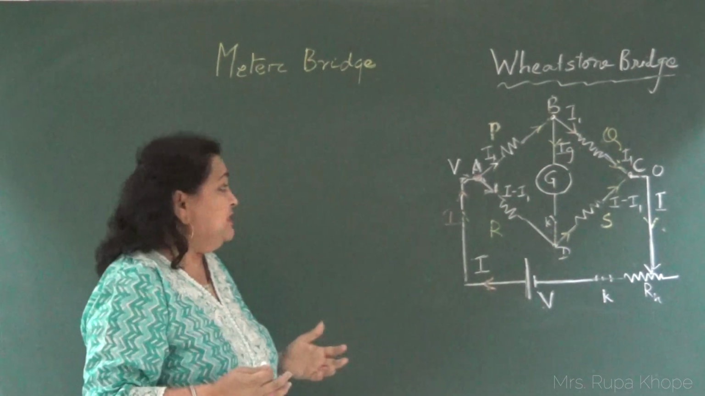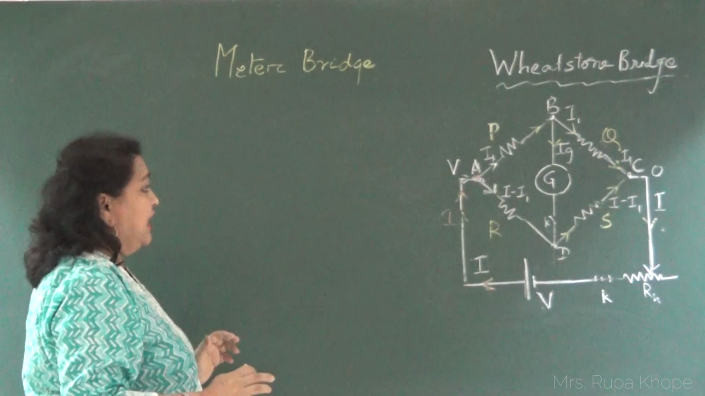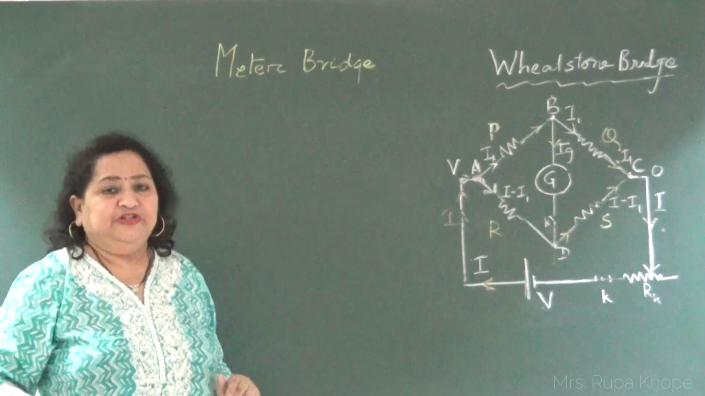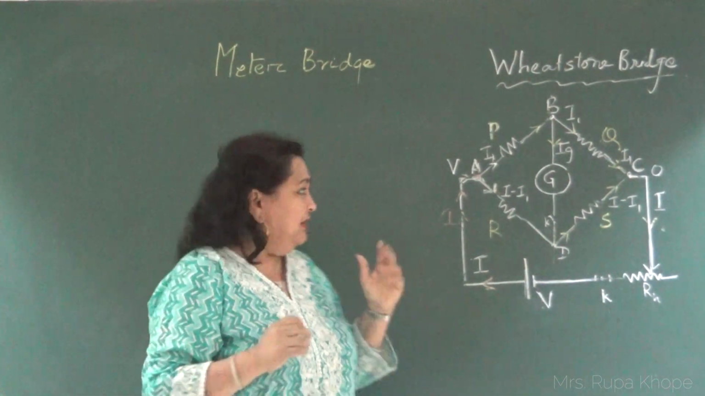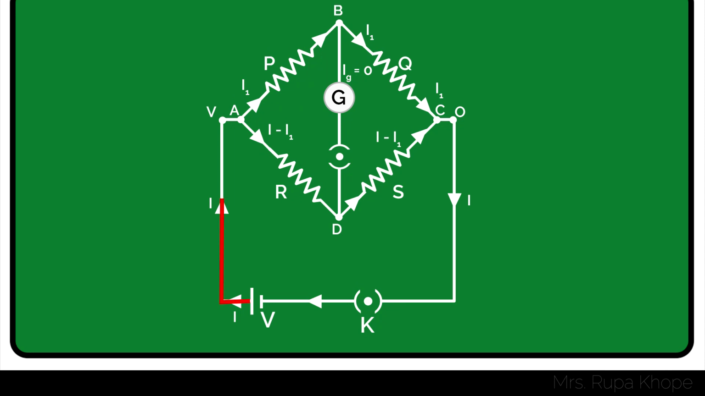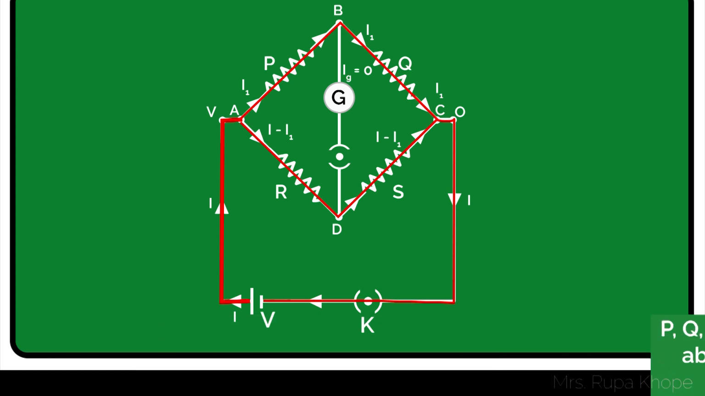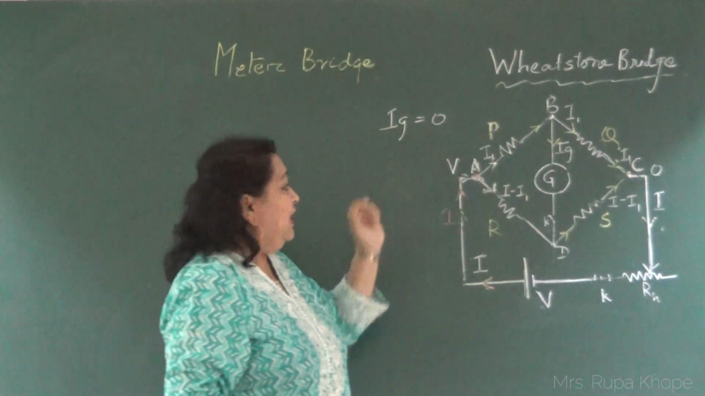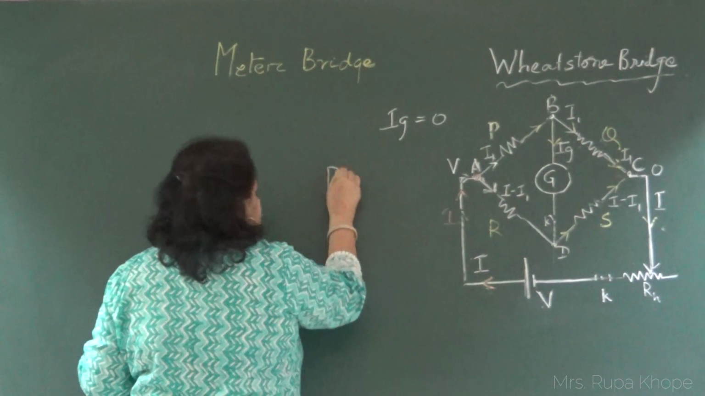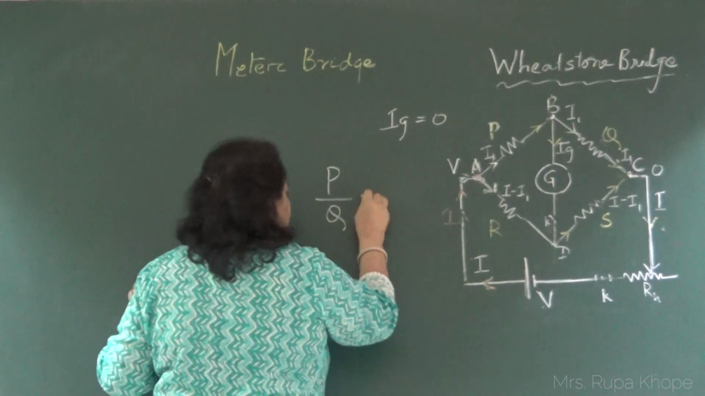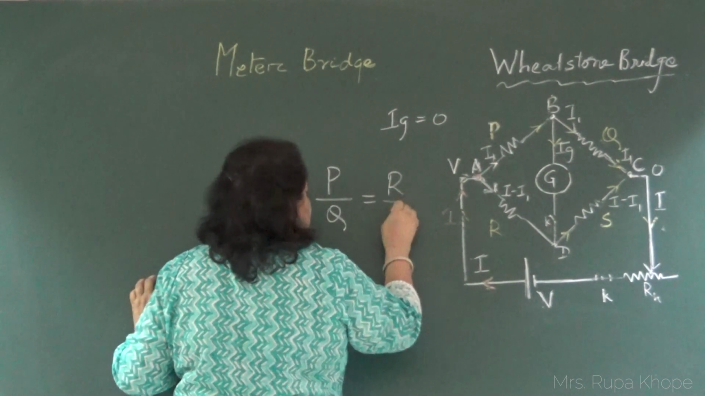But the Wheatstone bridge principle states that for a balanced bridge... Now what is meant by a balanced bridge? Let's learn. For a balanced bridge, Ig current, that is the current flowing through the galvanometer, is 0. If that is the condition, then he comes to this conclusion: P upon Q is equal to R upon S.